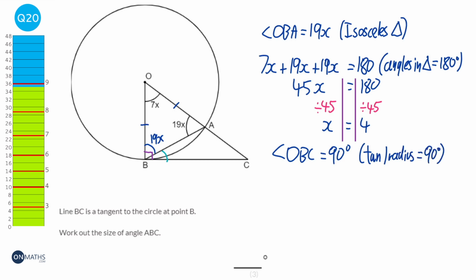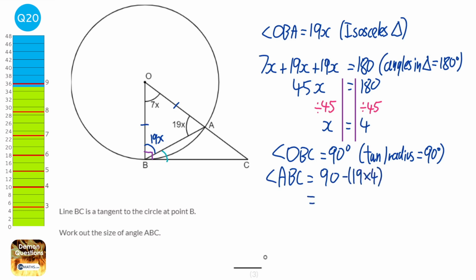Again, make sure you write all the reasons in full. And so therefore, angle ABC, which is what we're asked for, it's just 90, take away the 19x. Well, we know that 19x is 19 times 4, because we know that x is 4. And so that would be 76, so in total it would be 14 degrees. So angle ABC is 14 degrees.